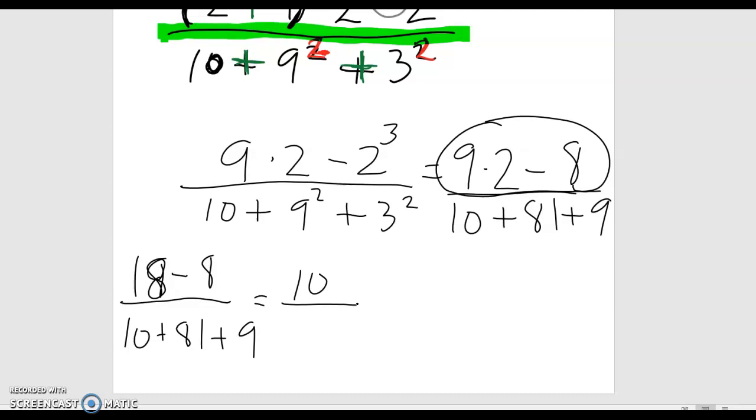81 plus 9. Does it matter which I do first? No, it doesn't. The addition is the only operation in your denominator, so we can simply add in any order that we wish in order to get the sum. 10 plus 81, that's 91. And 91 plus 9 is 100.